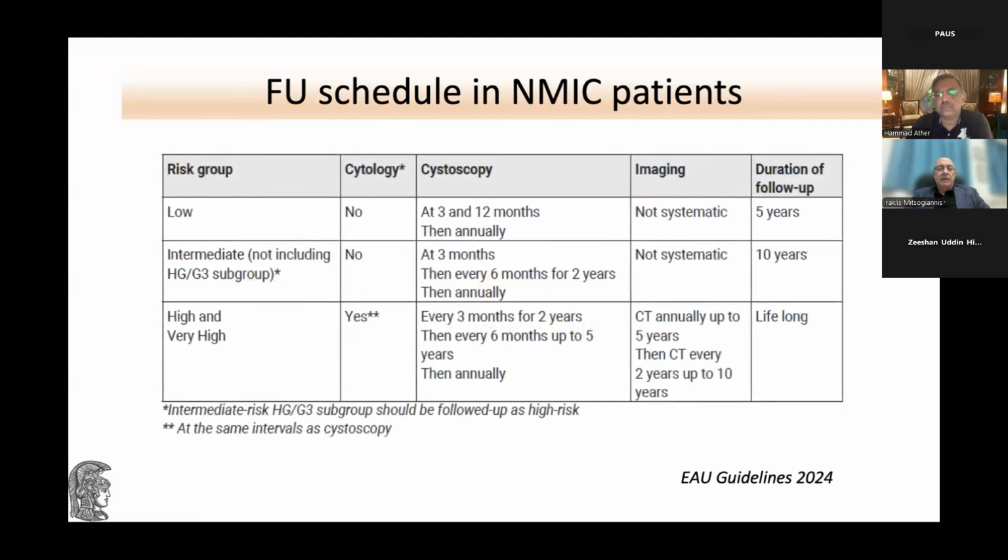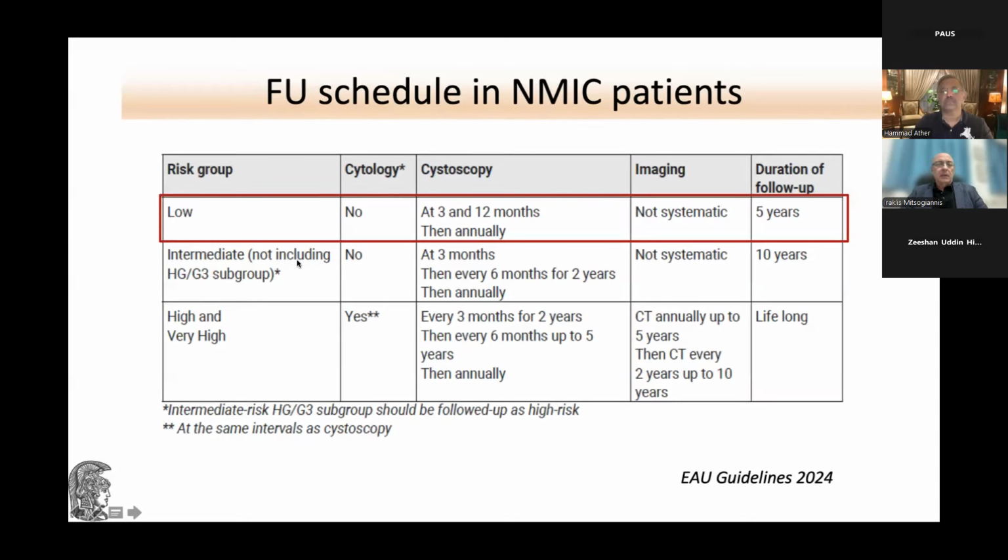And we can see here a table from the guidelines of the European Association of Urology. We can see here that in the low-risk group, no cytology should be carried out, and the patient should have a cystoscopy at 3 months, a second cystoscopy at 12 months, and then annually for a period of 5 years with no need for upper urinary tract imaging like CT, for instance, or CT urography.